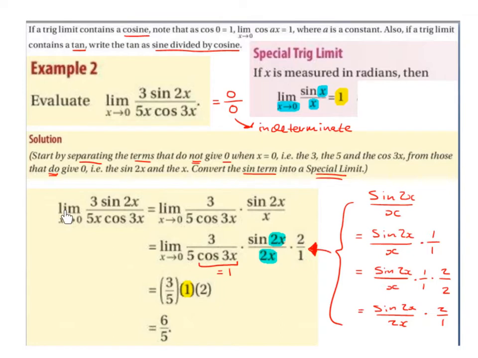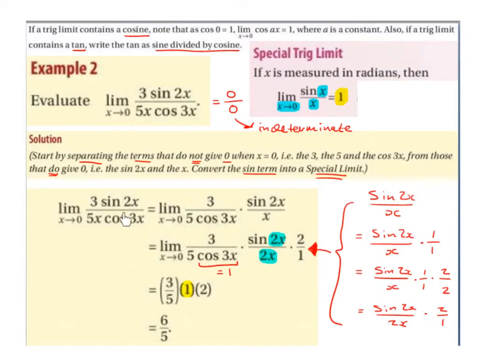Then we're going to convert the sine term into a special limit. So the limit of 3 sine 2x over 5x cos 3x as x approaches 0 is equal to the limit of 3 over 5 cos 3x multiplied by sine 2x over x as x approaches 0. So what we're doing here is we're breaking up the 3 sine 2x. We've got 3 as the numerator of one of our fractions, and sine 2x as the numerator of our other fraction. And 3 multiplied by sine 2x gives us 3 sine 2x, so it works out.